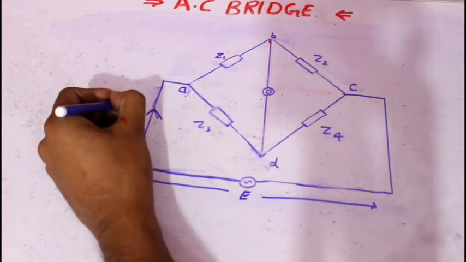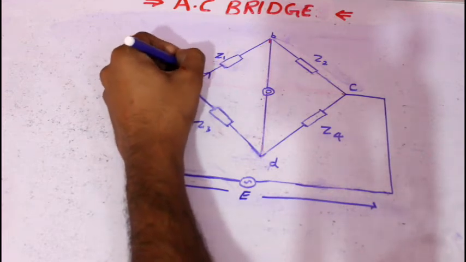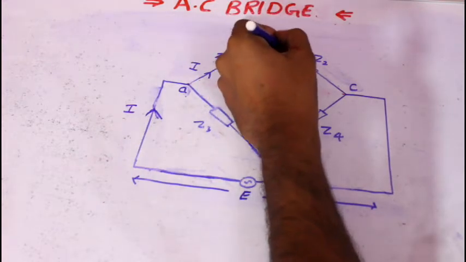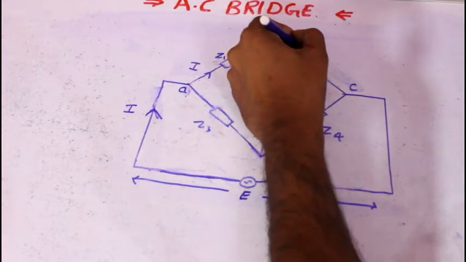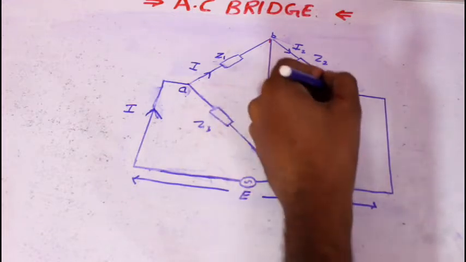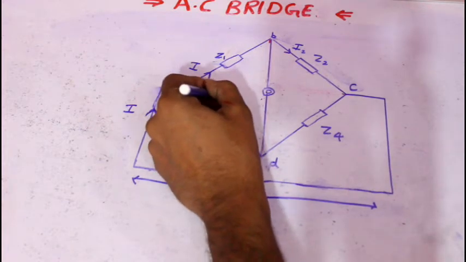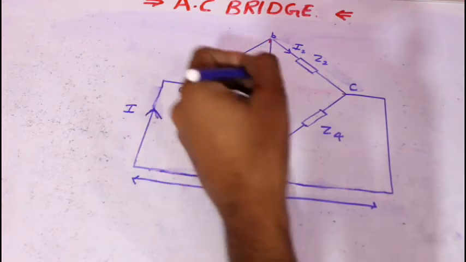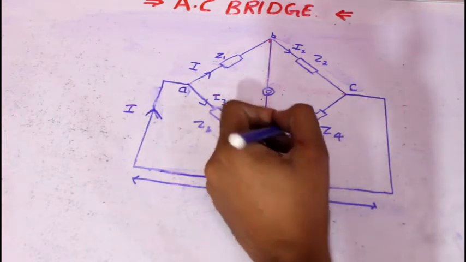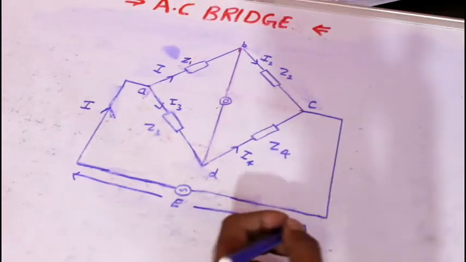I1 is the current flowing in the first arm, I2 is the current flowing in the second arm, I3 is the current flowing in the third arm, and I4 is the current flowing in the fourth arm. So let's derive the equations.